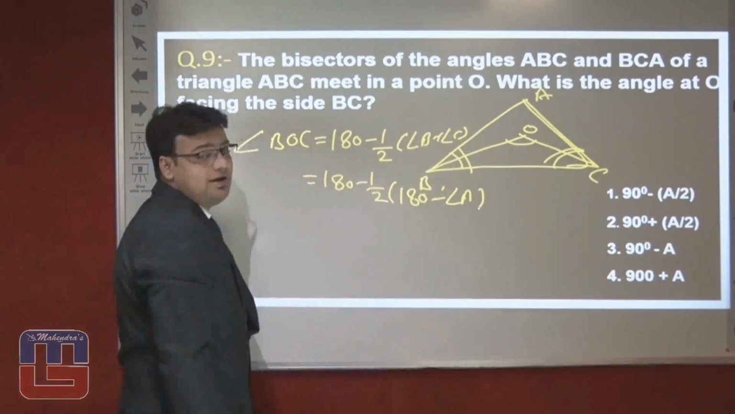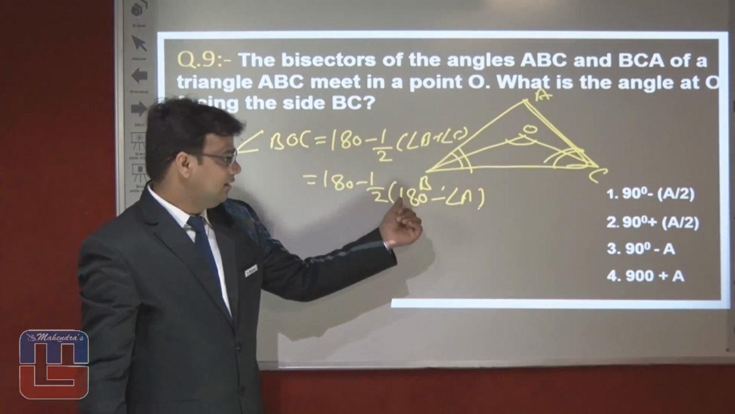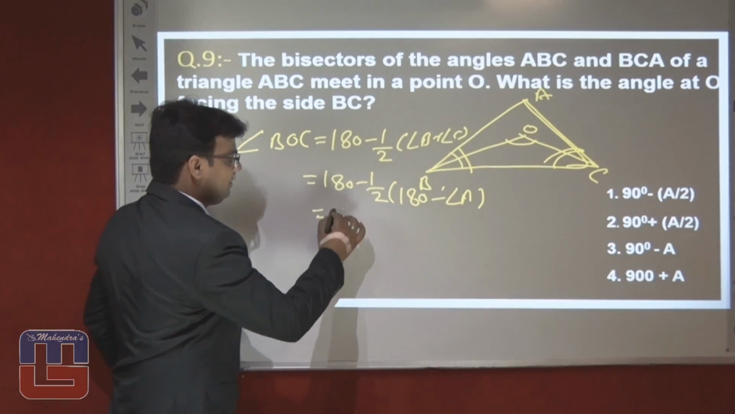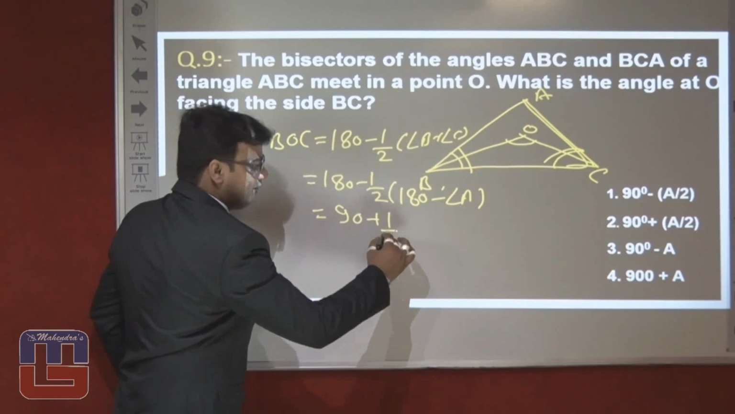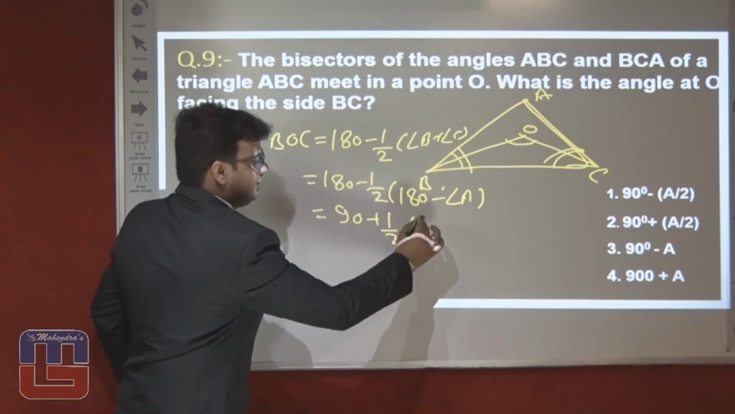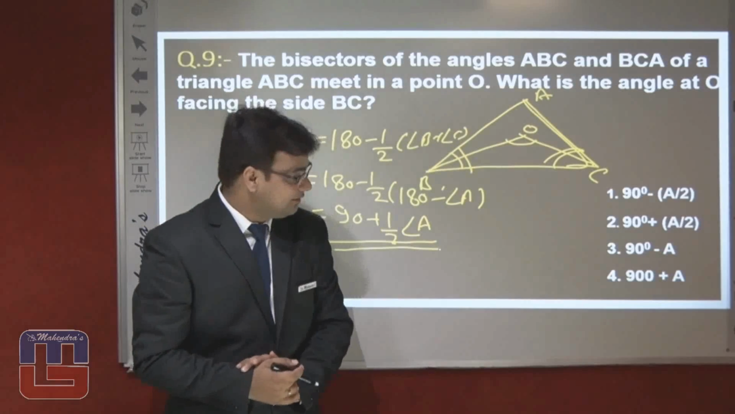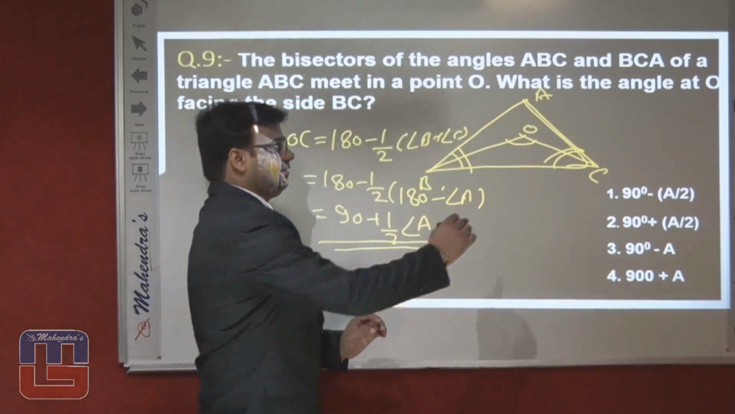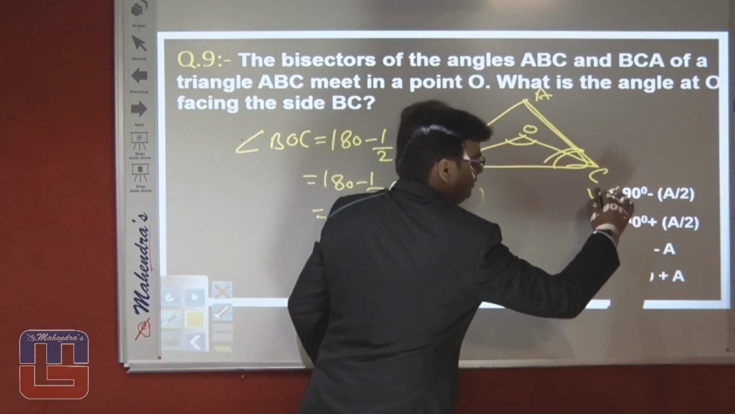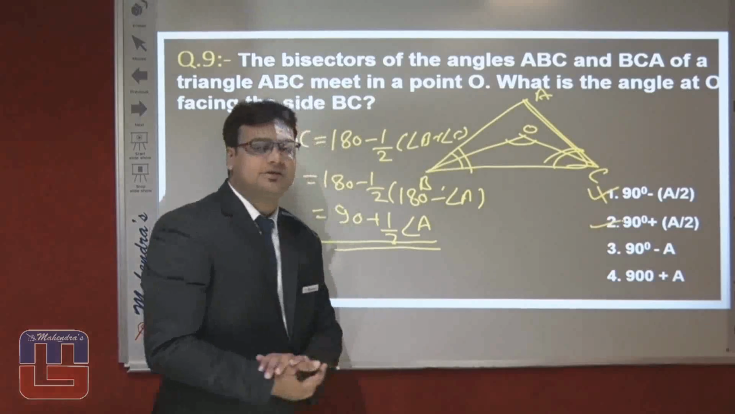If we multiply by minus half, what do we get? 90 plus half of angle A. Check in which option it is correct. It is the second option, so our correct answer is the second.